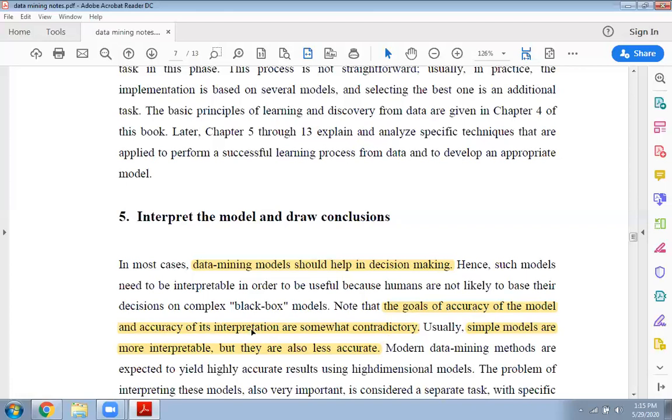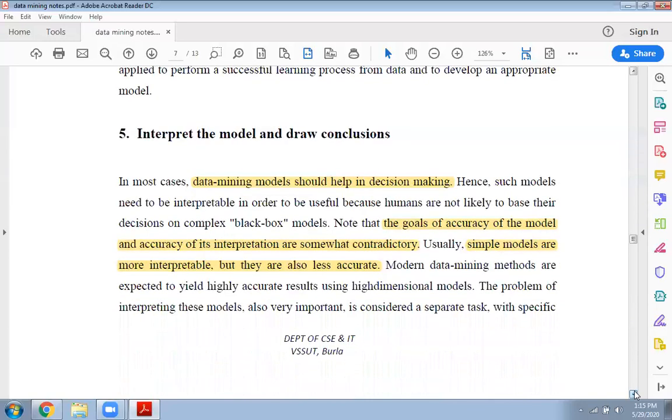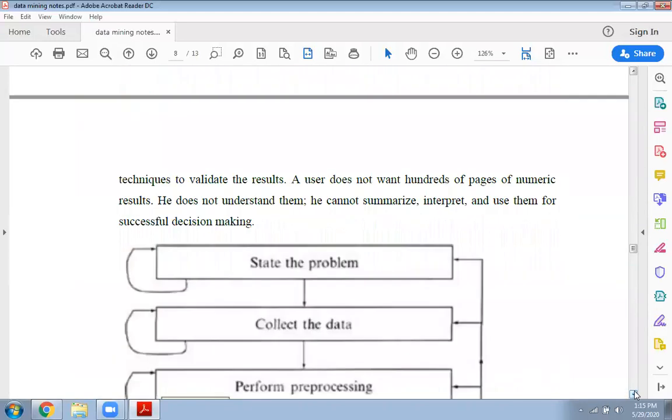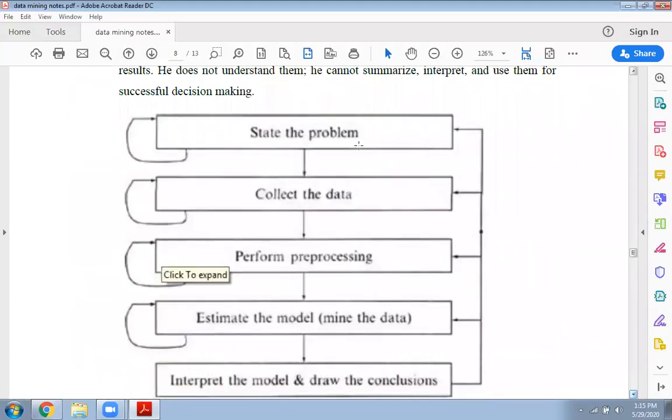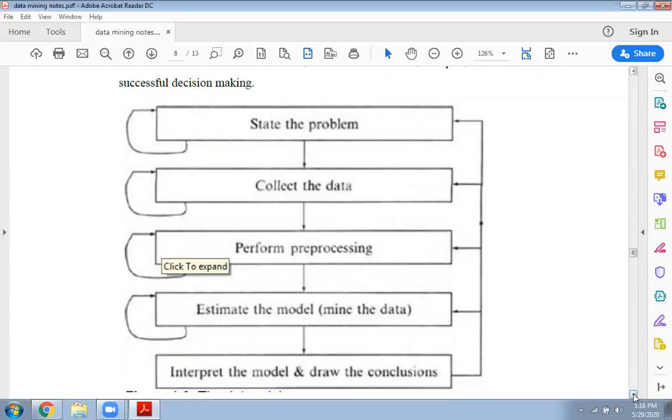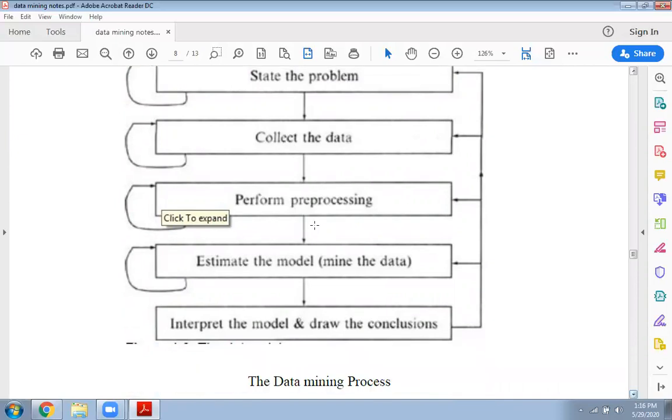So the goals of the accuracy of the model and of interpretation should be related to each other, not contradictory. Simple models are more interpretable, but they are less accurate. So we need to build the complex model very diligently, so that it is more accurate and sensitive to every kind of data. So we state the problem first and formulate the hypothesis using the application expert, then collect the data using the data mining expert. We pre-process the data, estimate the model, interpret the model, and draw the conclusion. This is the entire data mining process.